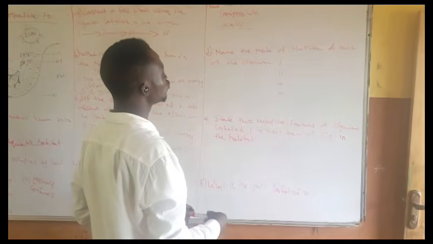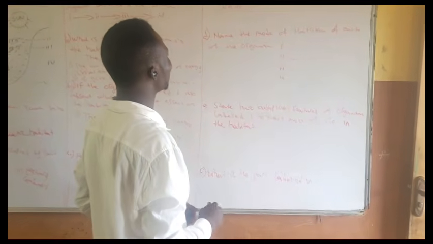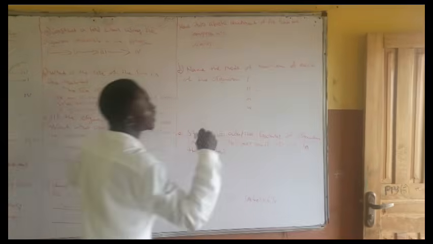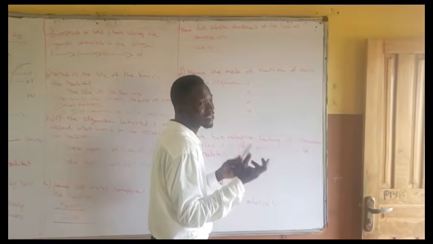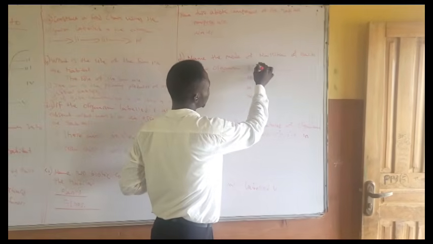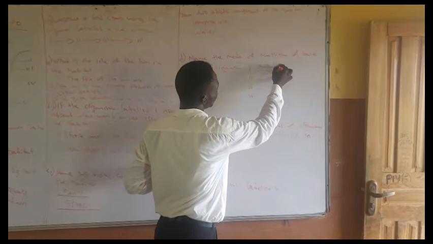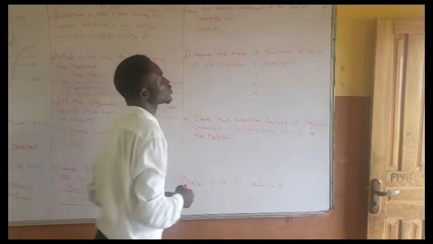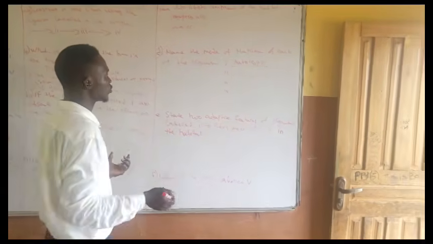The next one. Name the mode of nutrition of each of the organisms. How do they feed? Number one, I told you before they are plants. How do they feed? They photosynthesize, right? Therefore, they are autotrophs. Just put it there. Autotroph, or you say autotrophic, any one you want to put.